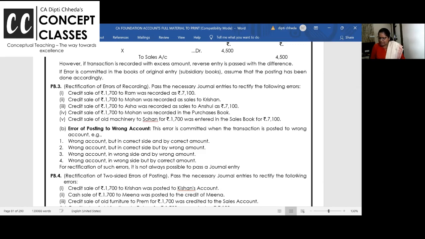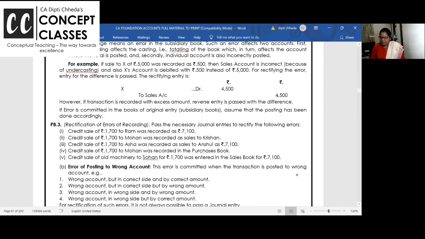Pass necessary journal entries to rectify. One example they have given, 5,000 was recorded as 500. You have sold the goods 5,000, but it is recorded as 500 in the books, it is recorded wrong. So now 4,500 you have to correct it, but in two ledgers. X also is debited 500 instead of 5,000. So go and debit X more 4,500. Sales is credited 500 whereas it should be 5,000. So credit more. Is this all clear to all of you?